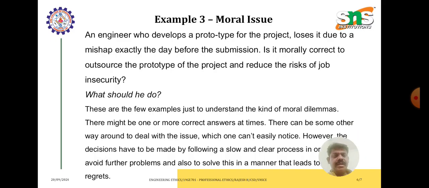So once you've decided on a solution to the problem for any kind of moral issue, then you should not regret that. You shouldn't feel bad later. So your solutions to deal with every moral issue will be satisfying to yourself and also to the other people in the society.